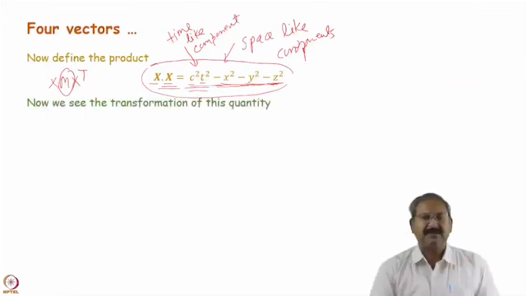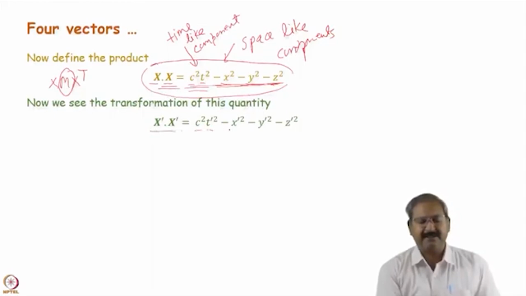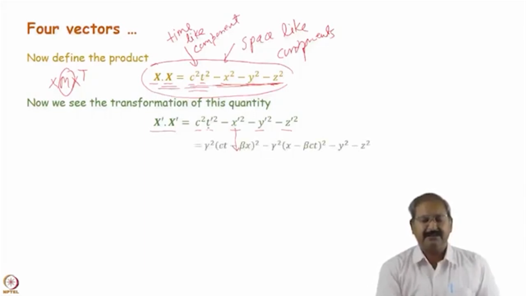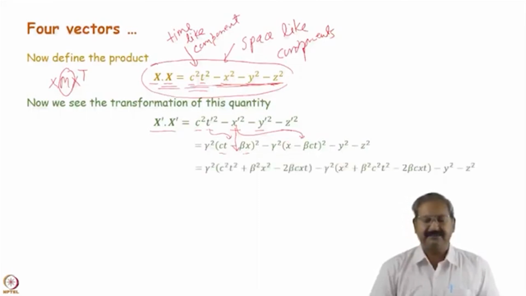We transform this four vector inner product into another frame. Let us say that in the primed frame it is defined like this: c square t prime square minus x prime square minus y prime square minus z prime square. Now we transform it into the unprimed frame. So in place of t prime we will put gamma into t minus beta x by c, and in place of x prime we will put gamma into x minus beta ct. y and z will remain unchanged.